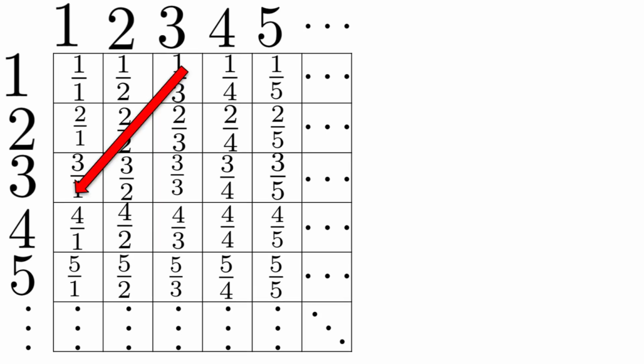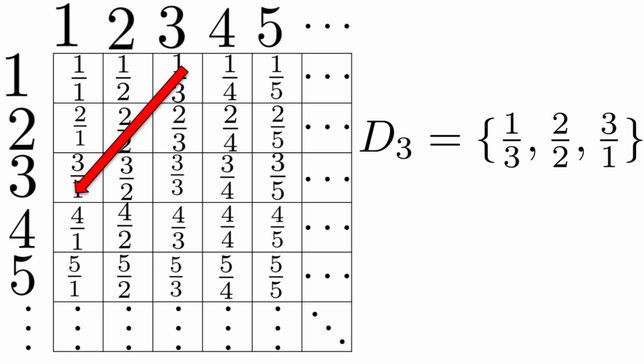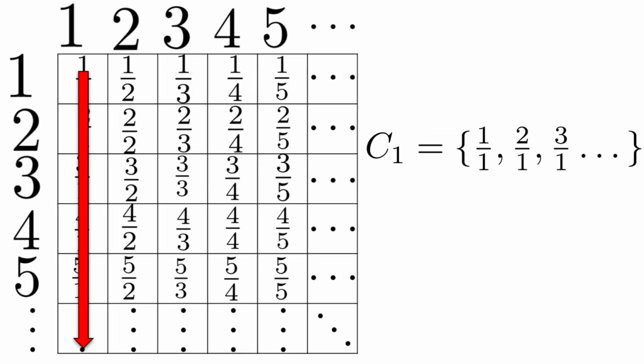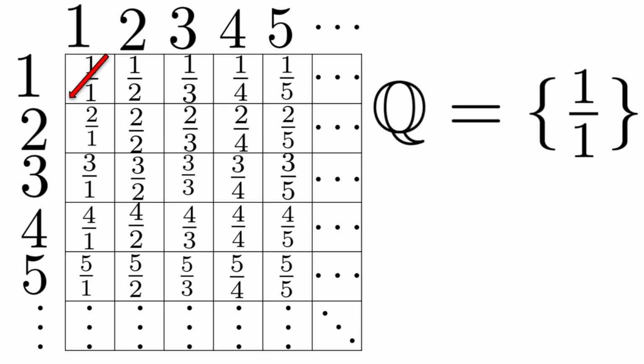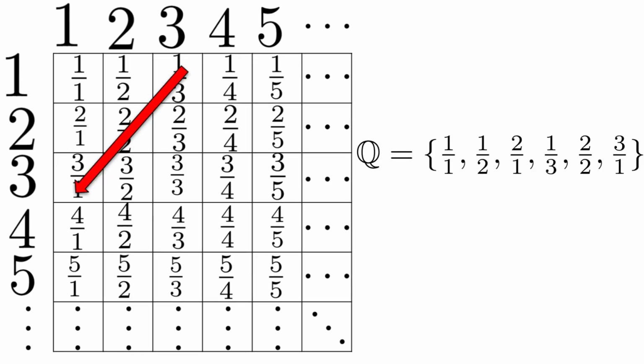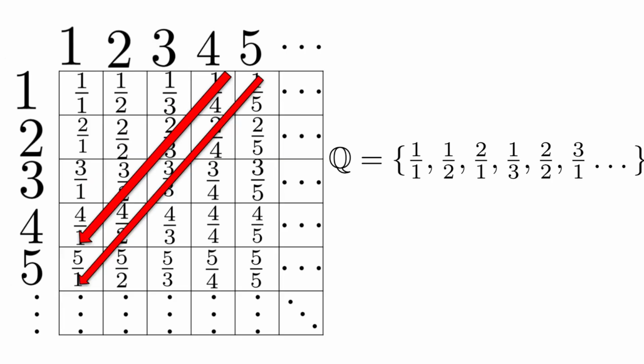Well, if we look at the diagonals, we can create a list. We choose diagonals as they are finite, so we can always move on to the next one. If we chose rows, or columns, we would never leave the first row or column, so diagonals ensure we reach every positive rational. Our first element is 1 over 1. Then we move to the next diagonal, which gives us 1 over 2, and 2 over 1. Then this diagonal, 1 over 3, 2 over 2, and 3 over 1. We do this for all the diagonals until we have a full list like this: 1 over 1, 1 over 2, 2 over 1, 1 over 3, 2 over 2, 3 over 1, and so on.